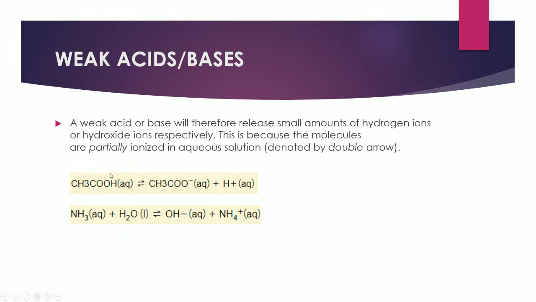So ethanoic acid, if you have 100, maybe only 2 or 3 of those molecules will actually break down to form the ions, and therefore you don't have a high concentration of hydrogen ions in solution. Same with the base, the weak base here, ammonia. You don't really get a lot of hydroxide ions formed because only a small amount of these molecules actually dissociate to make the ions. So therefore, the low concentrations of hydrogen ions and hydroxide ions will result in a weak base or a weak acid.